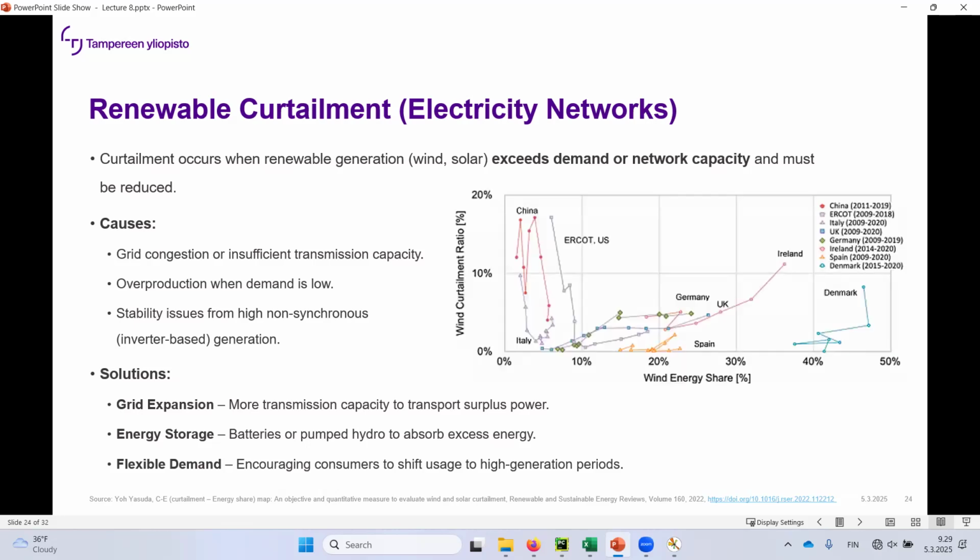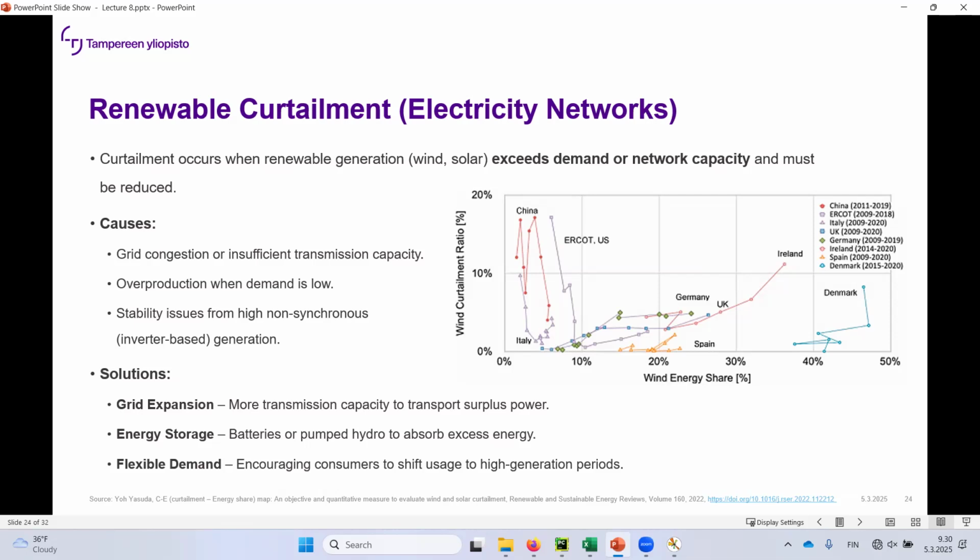But this curtailment, in essence, is a bad thing because you're losing energy. And that's a figure I guess I have shown you before, from the article here. So the curtailment energy share map, an objective and quantitative measure to evaluate wind and solar curtailment. In here, what they have shown is how much wind energy share you have and how much wind curtailment you have to do.